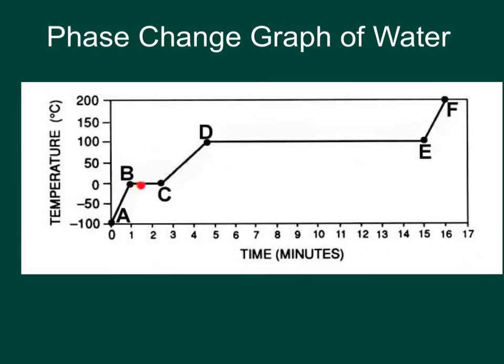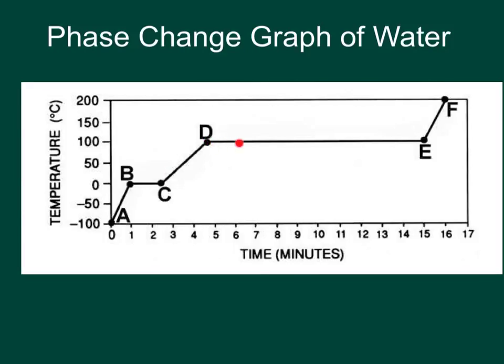Remember that during the entire phase change, the temperature remains the same. In this case, it would be 0 degrees Celsius. From C to D, the liquid is getting hotter and hotter and hotter, and the temperature is increasing. At point D, the substance reaches its boiling point. Again, since we're talking about water, that temperature is 100 degrees Celsius.